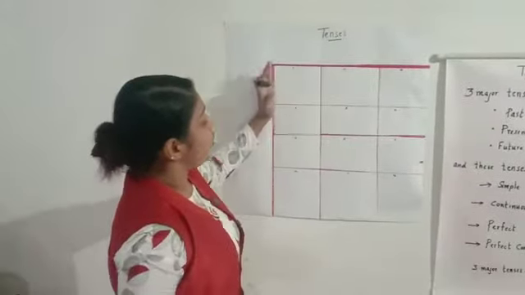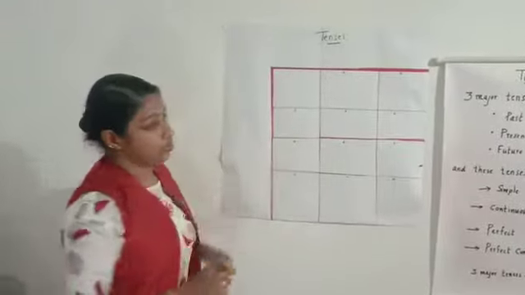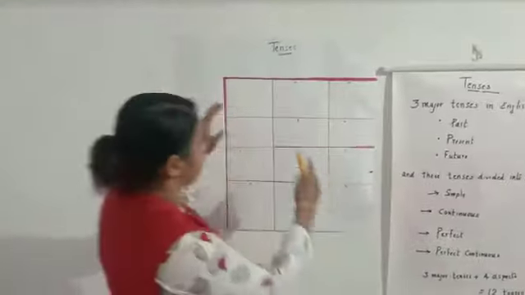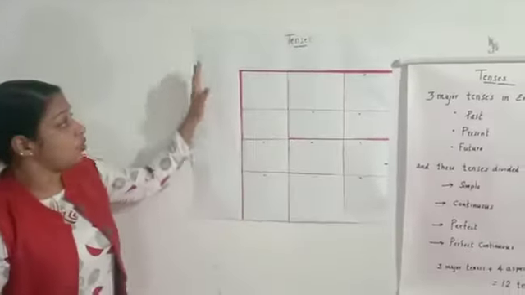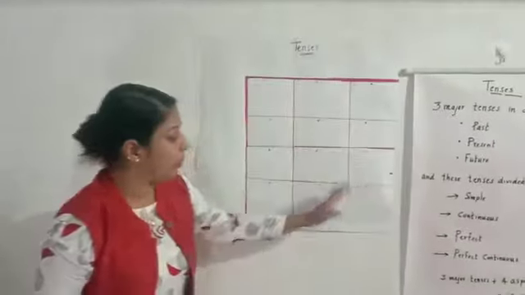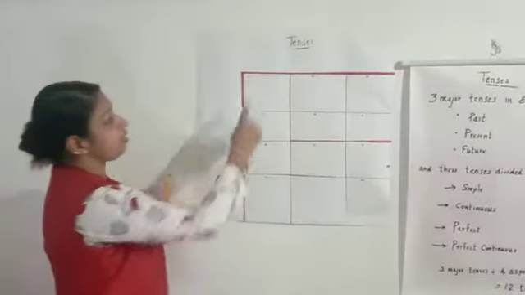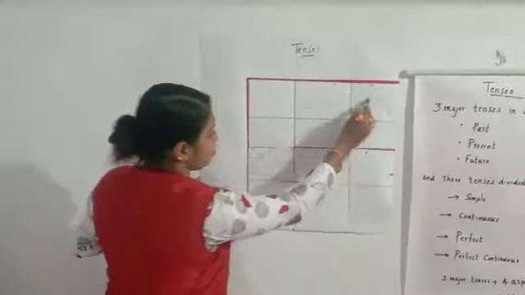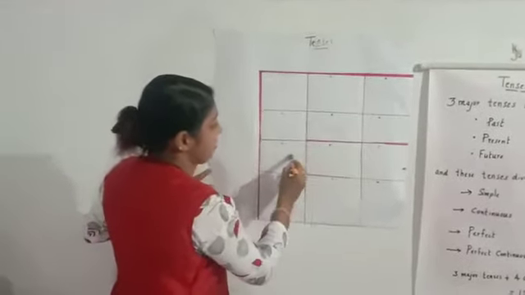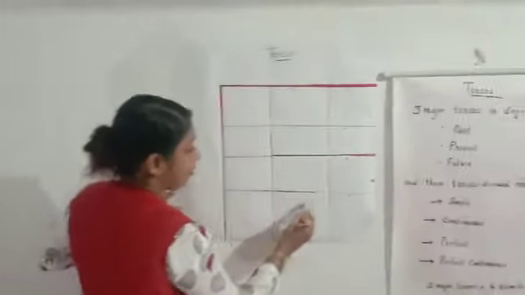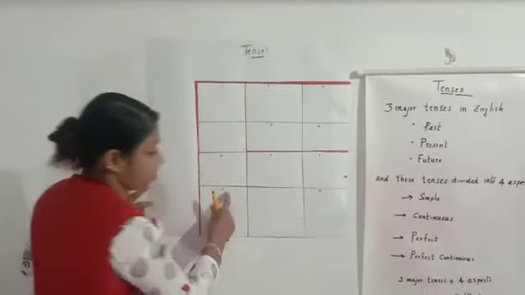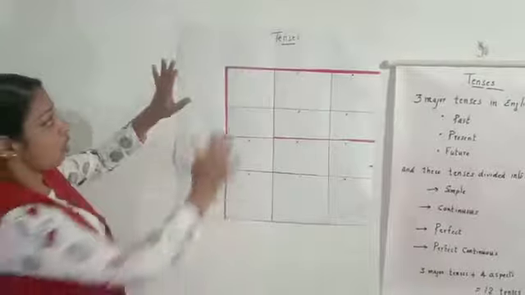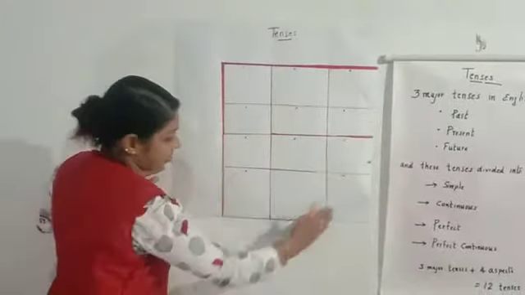So I already taught what the three major tenses are, right? We already learned what the three major tenses are. For preparing this chart, you have to take a small A4 sheet of paper or a chart paper, then divide that paper into 12 boxes. Okay, so we have 1, 2, 3, 4, 5, 6, 7, 8, 9, 10, 11, 12. We have 12 boxes. Okay, make it ready. Before you start learning the tenses, you have to take a paper and get it ready like this.